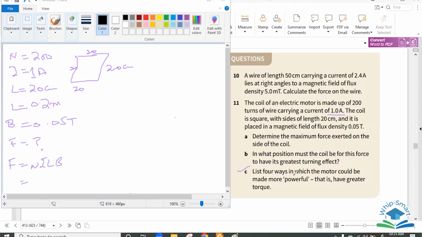Part C says list 4 ways in which motor could be made more powerful, that is, have greater torque. So the 4 ways are increasing the number of turns, increasing current. Length cannot be increased much as it will make it heavier, but it can be increased to some extent. So that's the third way, and fourth way is to increase magnetic field. Length and area are similar quantities as they will both increase area, so they can be used interchangeably. So the 4 ways are magnetic field, area, number of turns, and current.